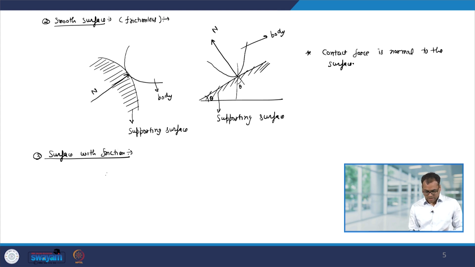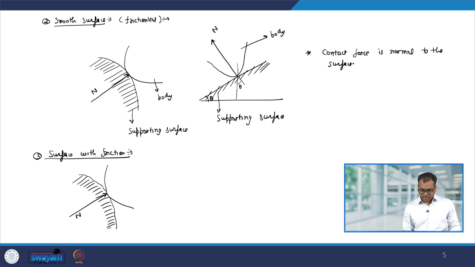So, now we have the supporting surface and this has some friction and we have the body. In that case we of course have the same normal force, but apart from that we will have the friction force. Let us denote it by F. We are not caring about the direction here, because in whatever direction the body is moving, the friction force will be in the opposite direction.